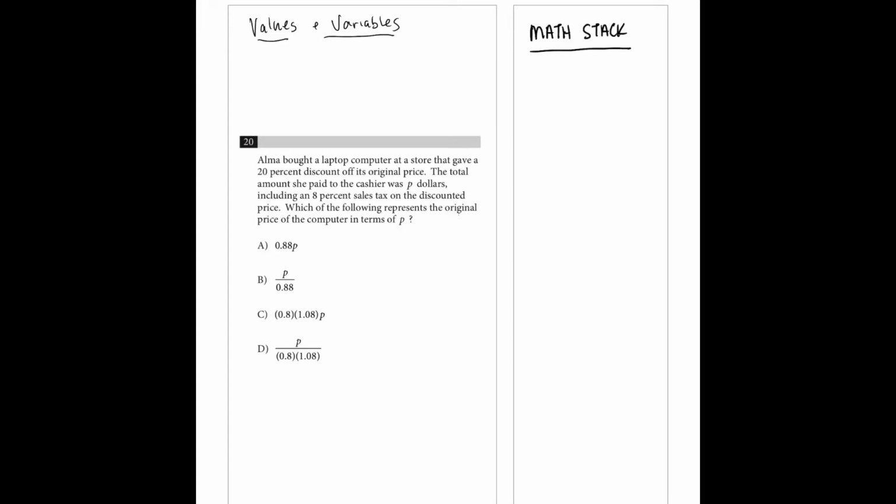So let's get started. It says here that Alma bought a laptop computer at a store that gave a 20% discount off its original price. So right away we have 20% being our first value. Now an important part about this is that it was a discount, which means we're going to subtract that discount from our original price. Now you might be asking, what is our original price? There is no value or variable given for it, so what I'm going to do here is assign a value and just call it x.